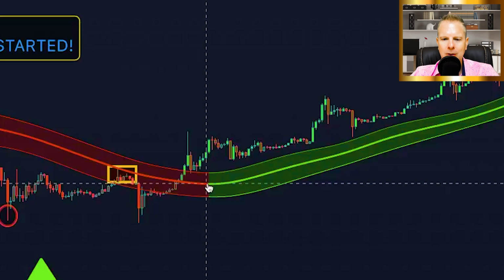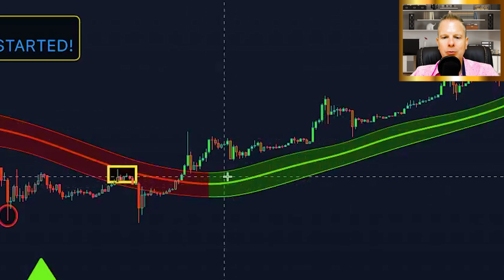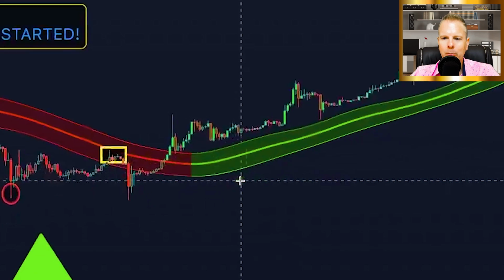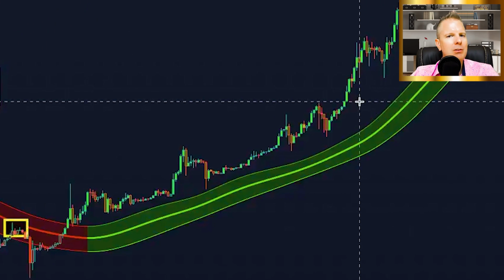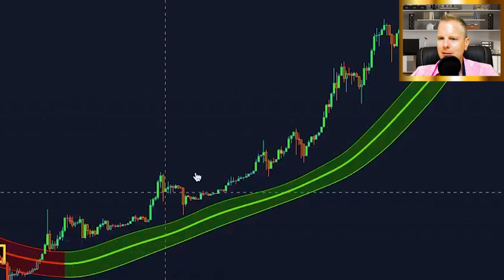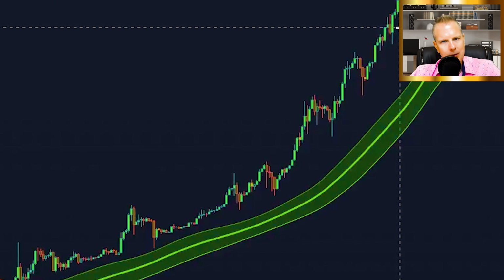Now take a close look. When you zoom in, we switched from red to green. That was phase one of the bull. We did not touch any price action of any candle for the next 600 days, right? Look at the chart right in front of you.